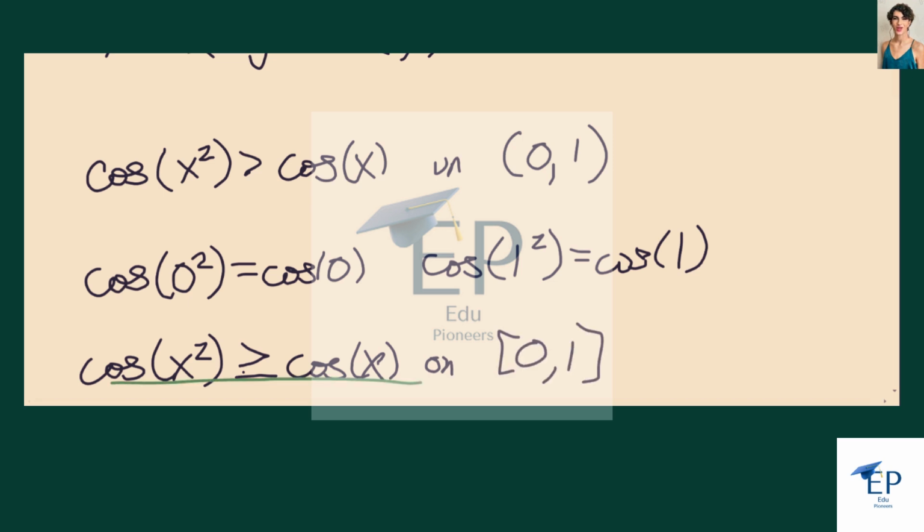Then in part B, we're asked to deduce that the integral from 0 to pi over 6 of cosine of x squared is greater than or equal to 1/2.